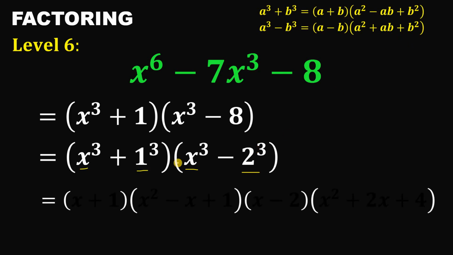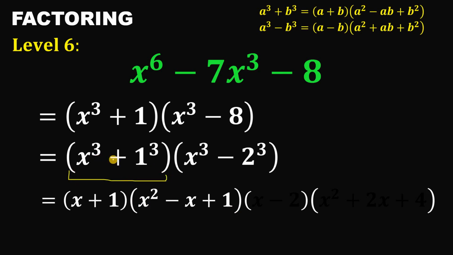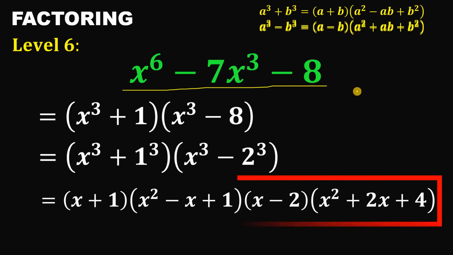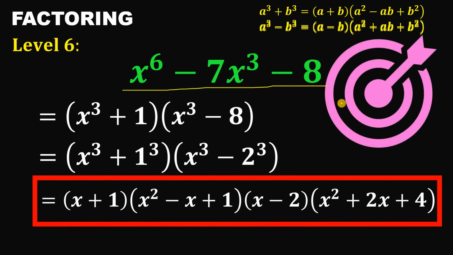Alright, so we can factor this nicely. The first factor we can factor as x plus 1 multiplied by x squared minus x plus 1. This is the factored form of x cubed plus 1 cubed. Now, how about x cubed minus 8, or x cubed minus 2 raised to the third power? This is just x minus 2 multiplied by x squared plus 2x plus 4. And ladies and gentlemen, this is the factored form of x raised to the 6th power minus 7x cubed minus 8. And we're done.